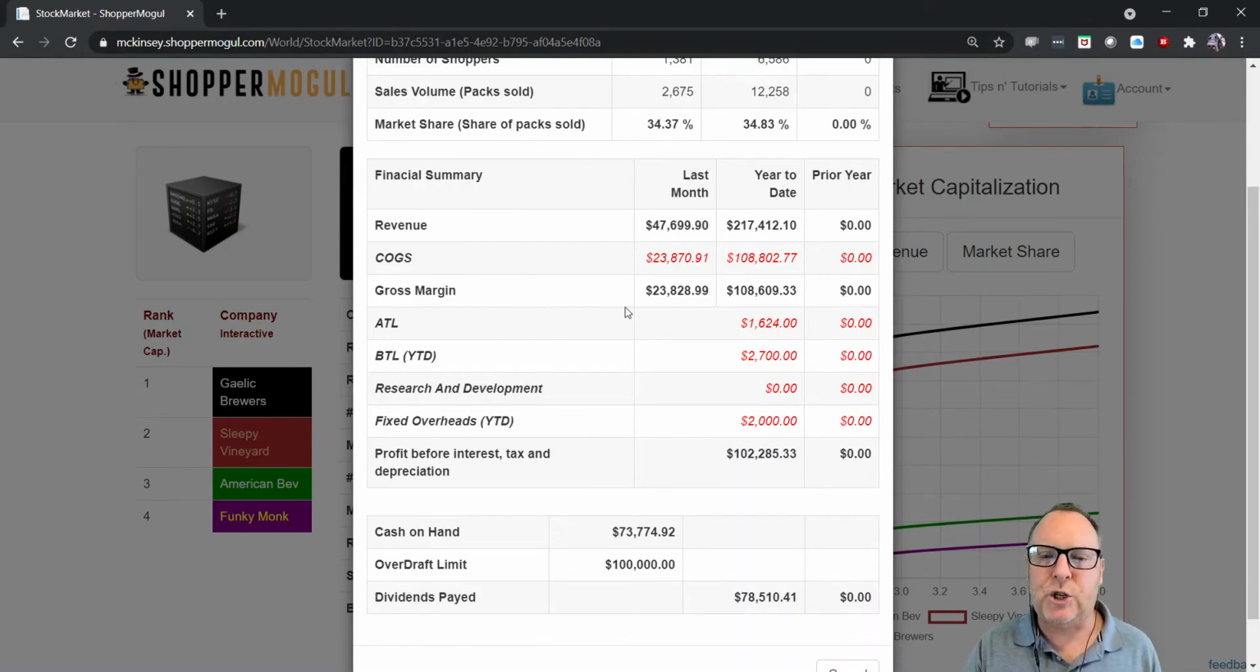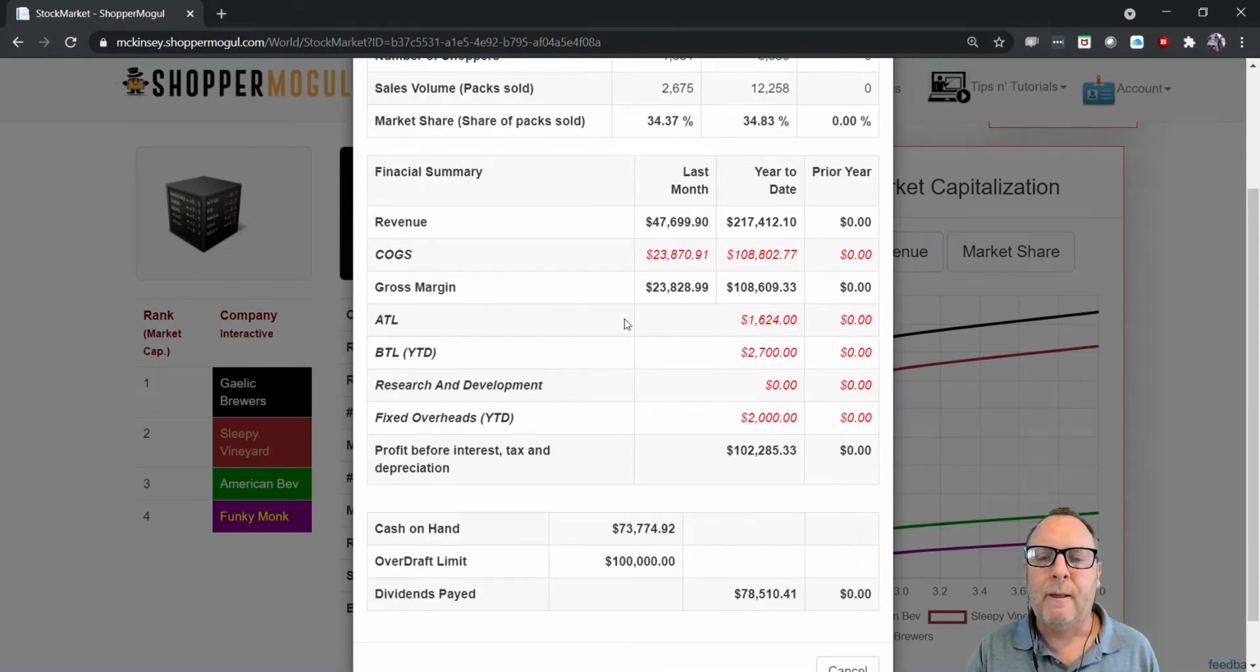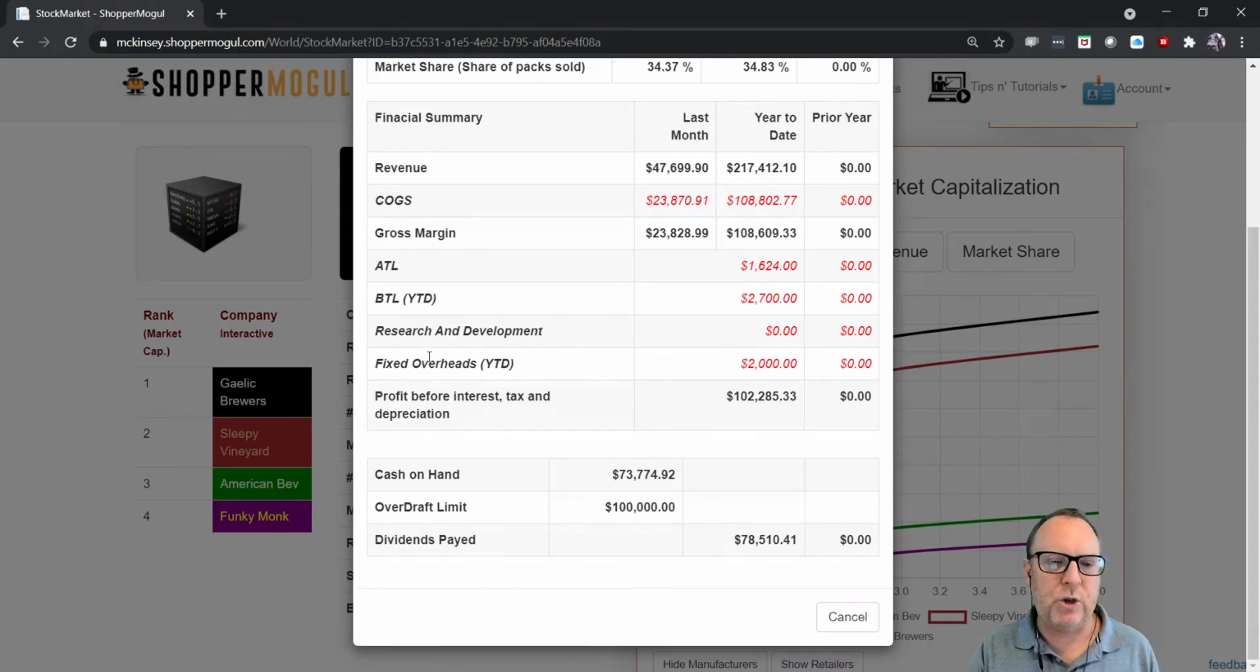So how much margin are they making after they've taken out the cost of producing the product? And then each of the different discretionary investment categories. So ATL, that's the money that you choose to spend on media and advertising. BTL is the money that you choose to spend on trade terms. R&D, the money that you choose to spend either on insights or on launching new products. And on overheads. Now, overheads you can't directly control, but they are related to the complexity of your business.